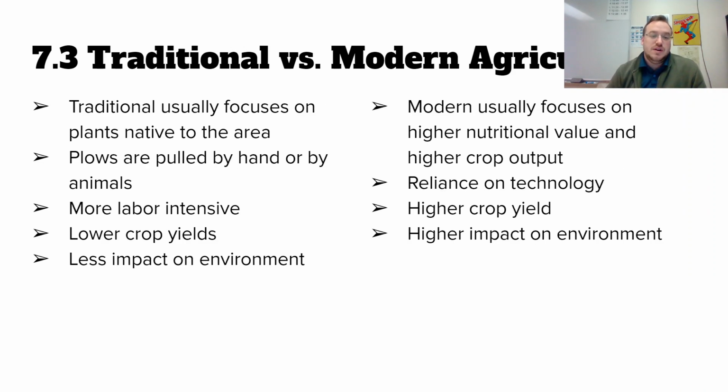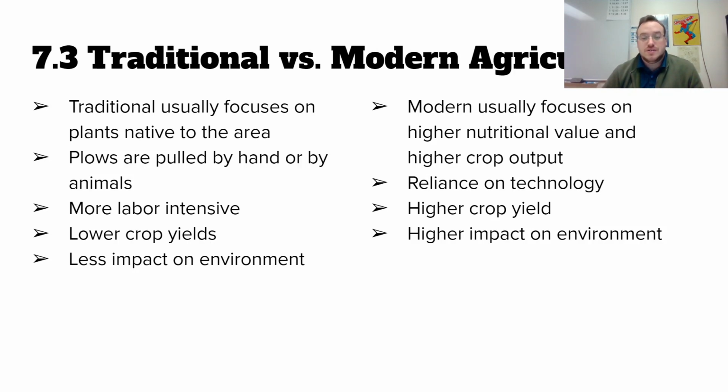All right, so traditional agriculture usually focuses on plants that are native to the area. So they're only going to use plants that naturally grow in that location. And they're going to do that through plowing by hand or by using animals for their labor. It takes a lot of man hours, a lot of work, and provides lower crop yields, but it does have less impact on the environment.